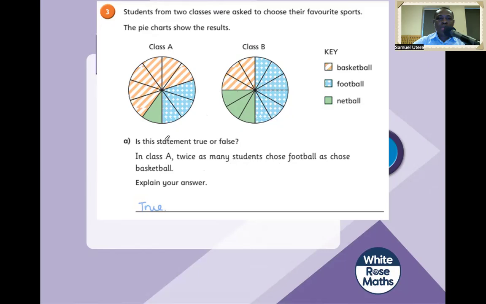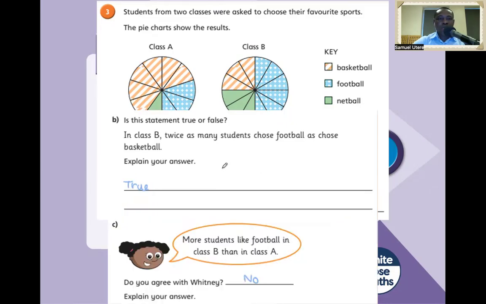Yes, you can answer that because you're working within this class A, and you can see that twice as many students chose football, which is this one here, as basketball. And then for question B, you will ask, is this statement true or false? So you can see the answer there.